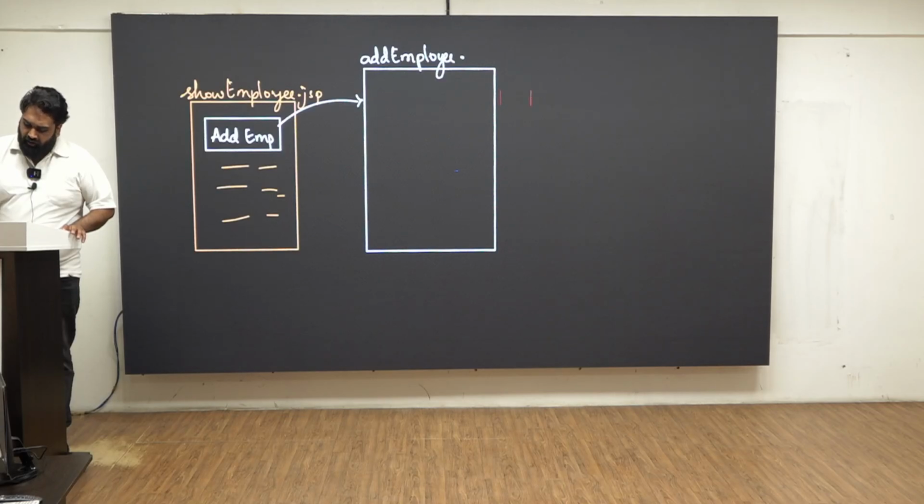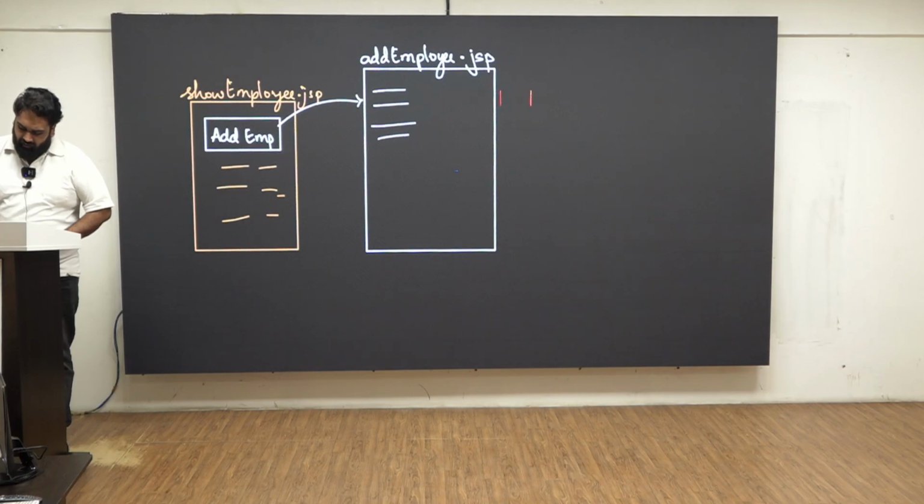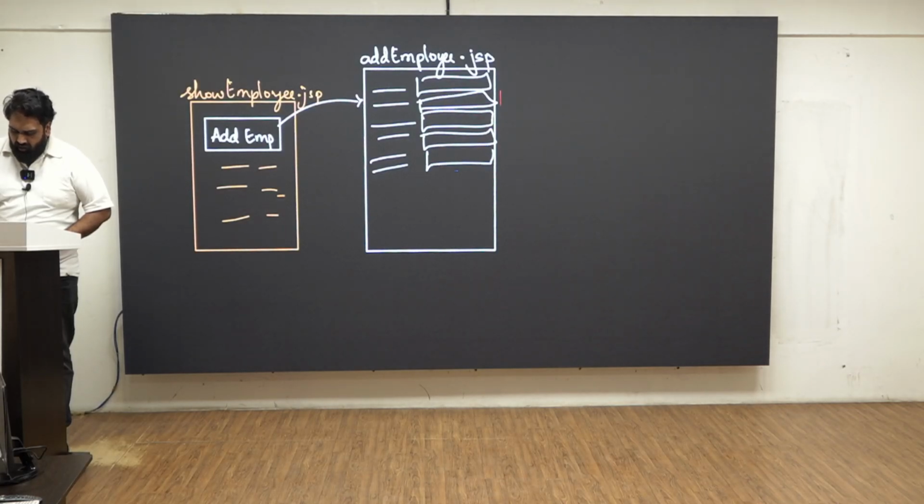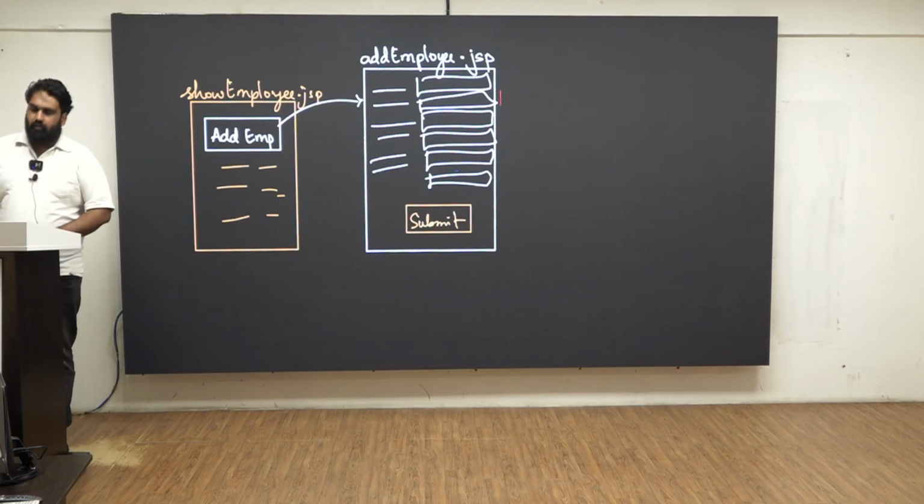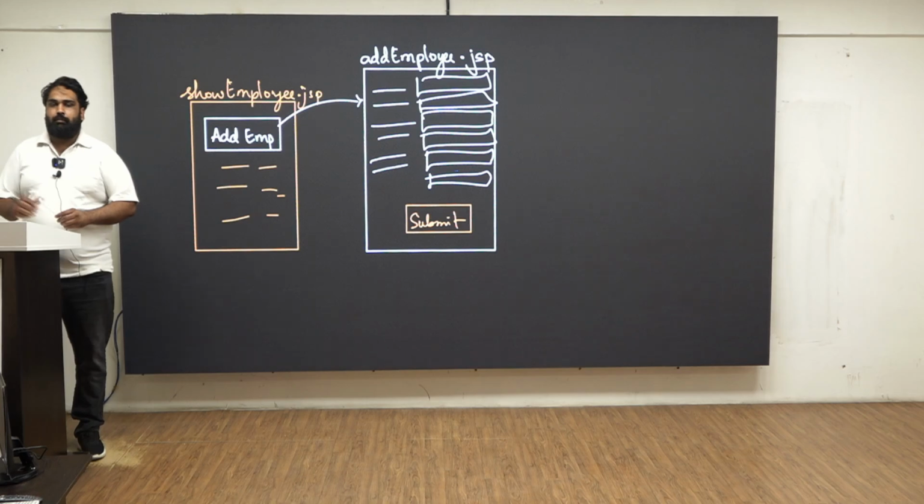add employee.jsp. What will be there in add employee.jsp? I will collect all the details I want from the user. I guess there were 6 pieces of information which I want to collect. I will collect all the 6 pieces of information from the user, and I am going to give one button called the submit button. I will call the submit button.